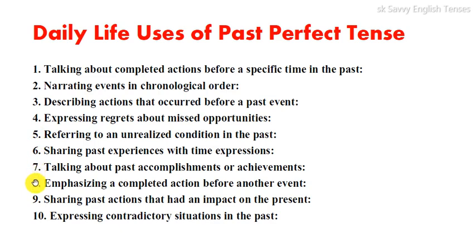Number eight is emphasizing a completed action before another event. And number nine is sharing past action that had an impact on the present. And number 10 is expressing contradictory situations in the past.